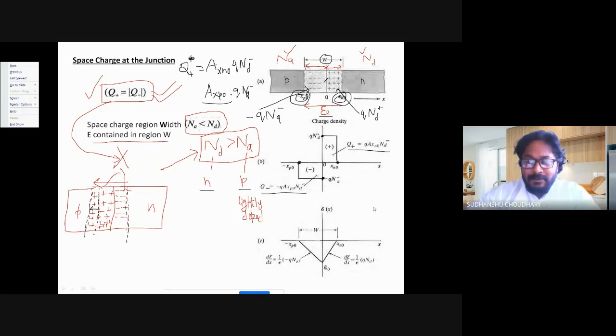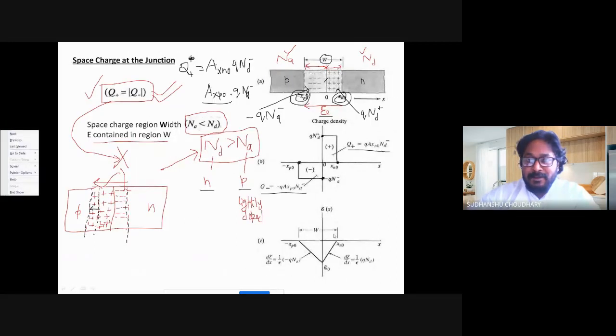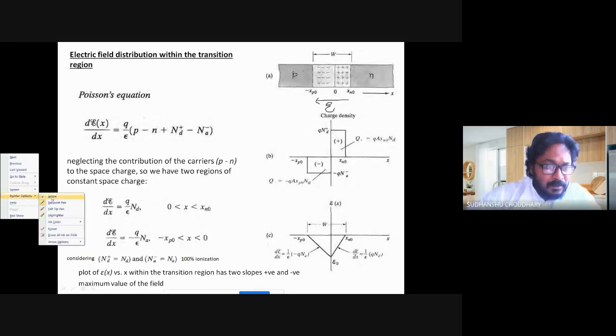So for that, let us again copy the same picture. I have copied this picture here once again. Now let us find out the electric field in this region. So we want to find out now the electric field distribution in this region. Maybe I'll select another ink.